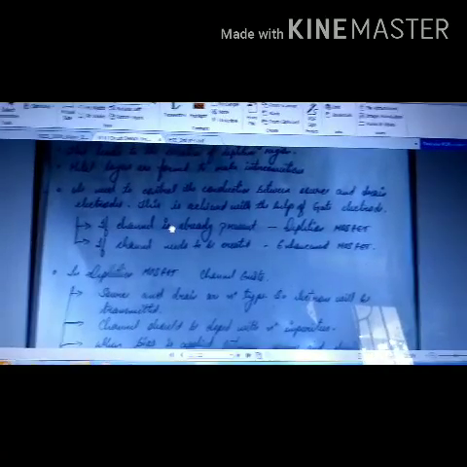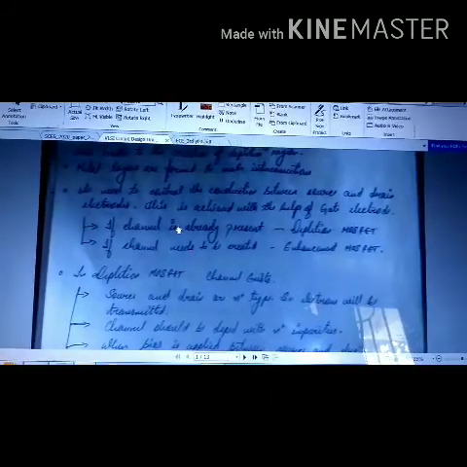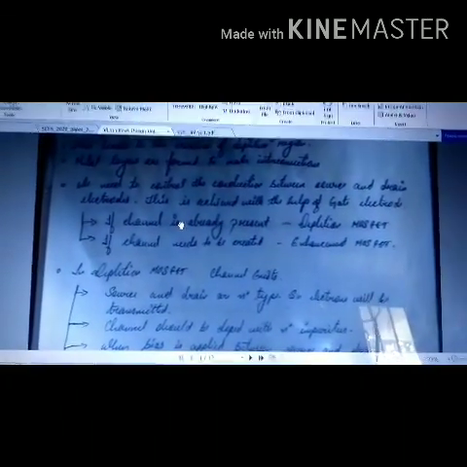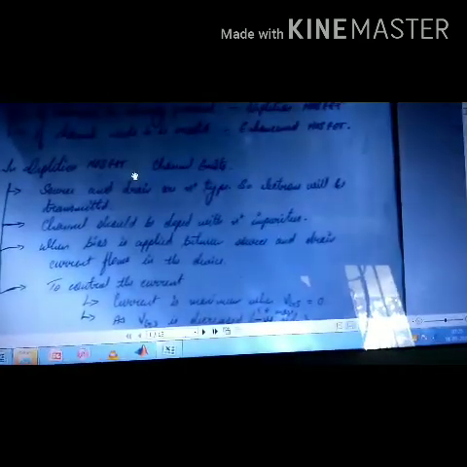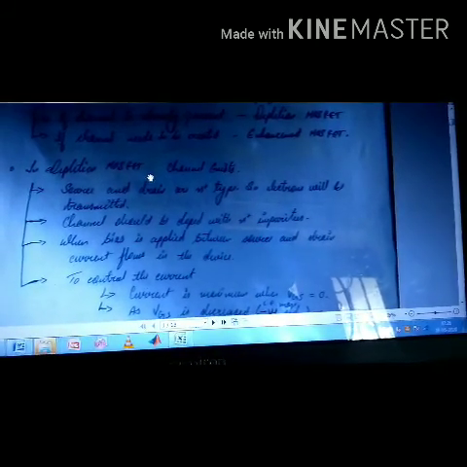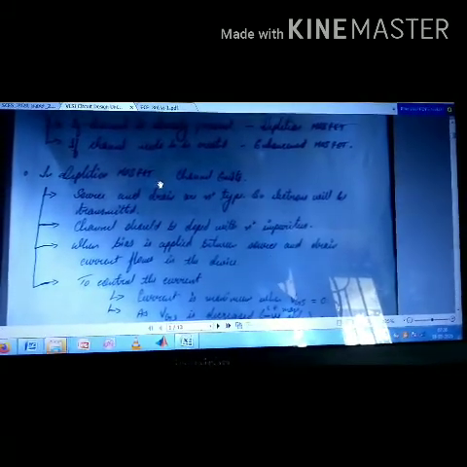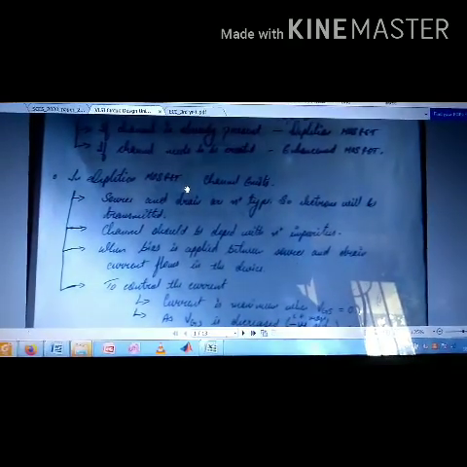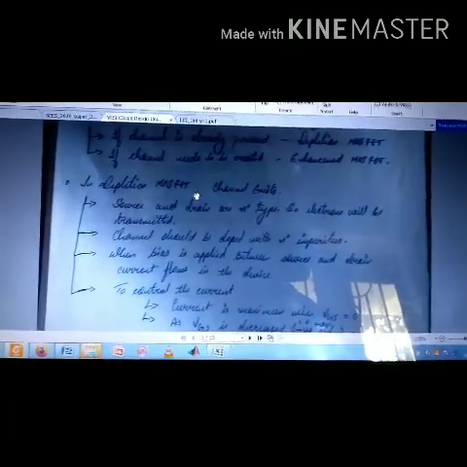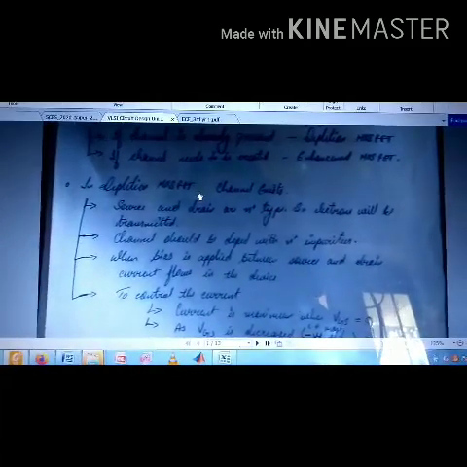Now we are going to look one by one at the depletion MOSFET and the enhancement MOSFET in brief. We are looking here basically at the n-type depletion MOSFET and enhancement MOSFET. The same things can be taken for the p-type MOSFET readily. So let's see the depletion MOSFET.